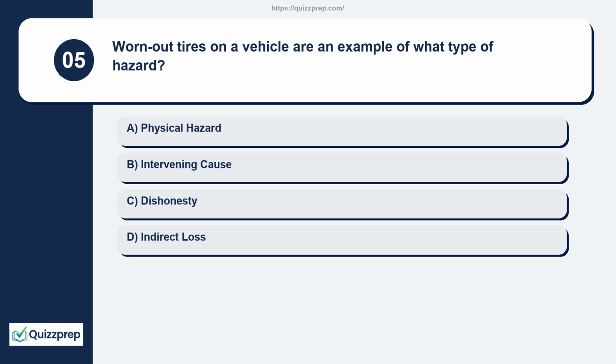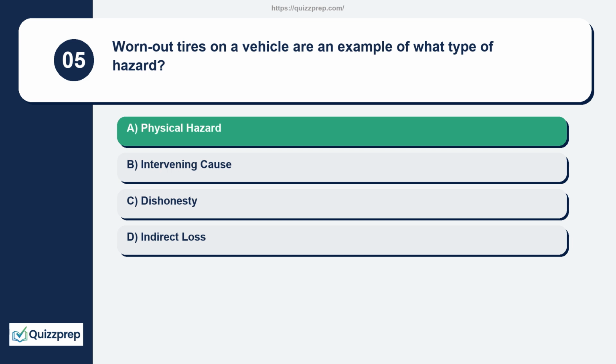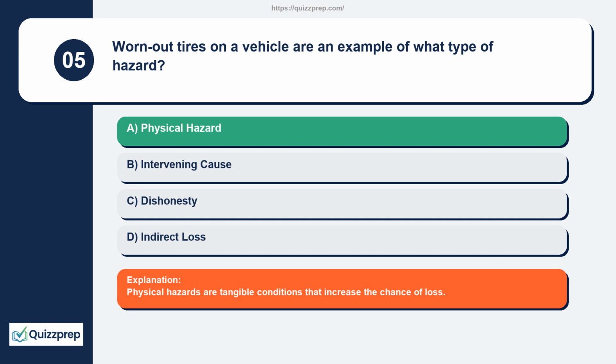Question 5. Worn-out tires on a vehicle are an example of what type of hazard? Physical hazard, intervening cause, dishonesty, indirect loss. Physical hazards are tangible conditions that increase the chance of loss.